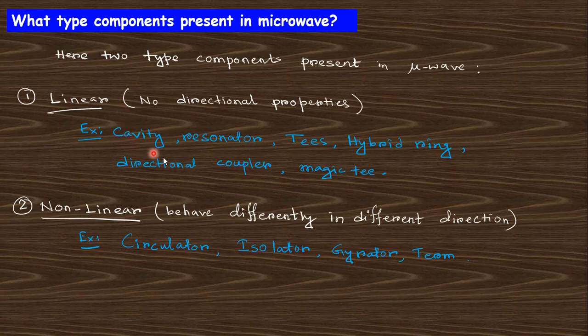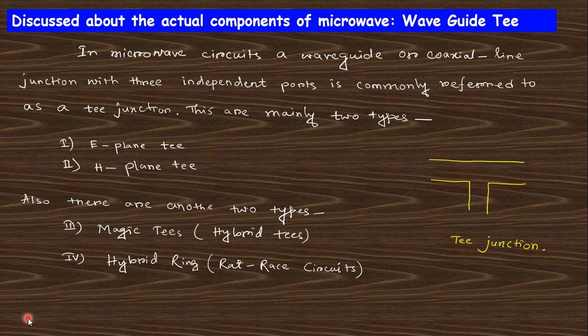In the case of linear, cavity and resonator we already discussed. In this video I want to discuss the tee, hybrid ring, directional coupler and magic tee. Okay, so let's start with the first one.